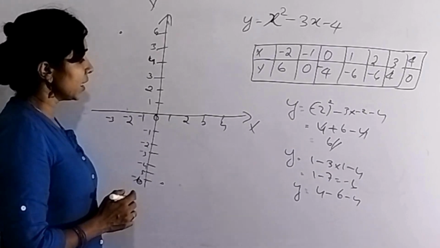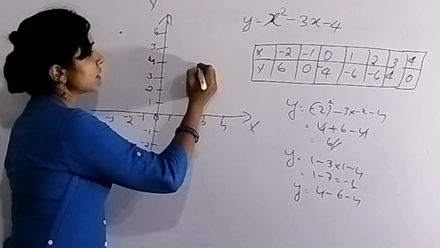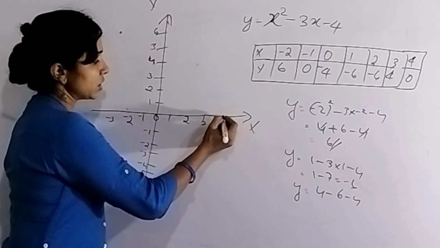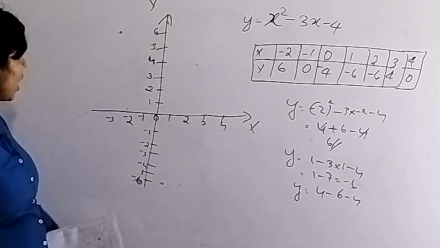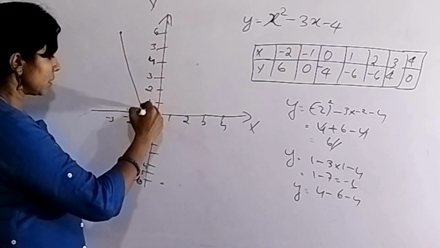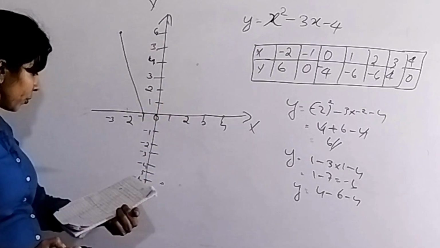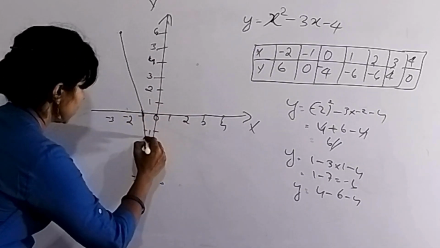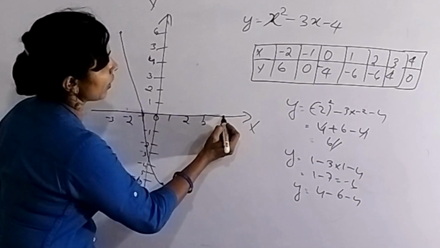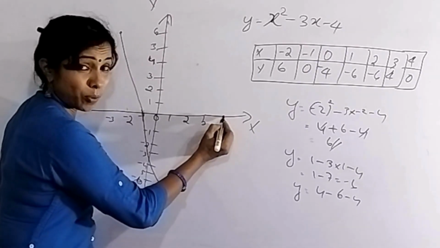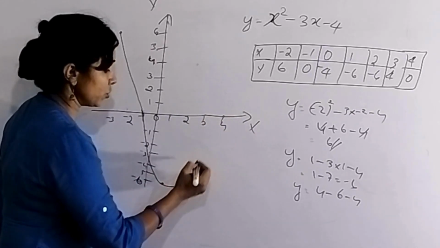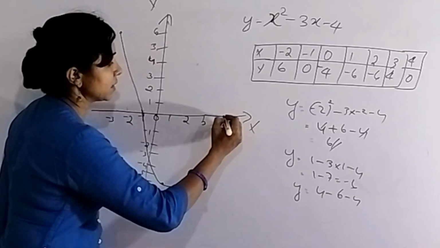When we put 3, the value will be -4 here. And when we put 4, the value will be 0 here. Now our graph will be like this. We can join all these points like this. Here 2 points. Now at x equal to 4 on the x-axis, we know that the value of y will be 0. So we can join like this.